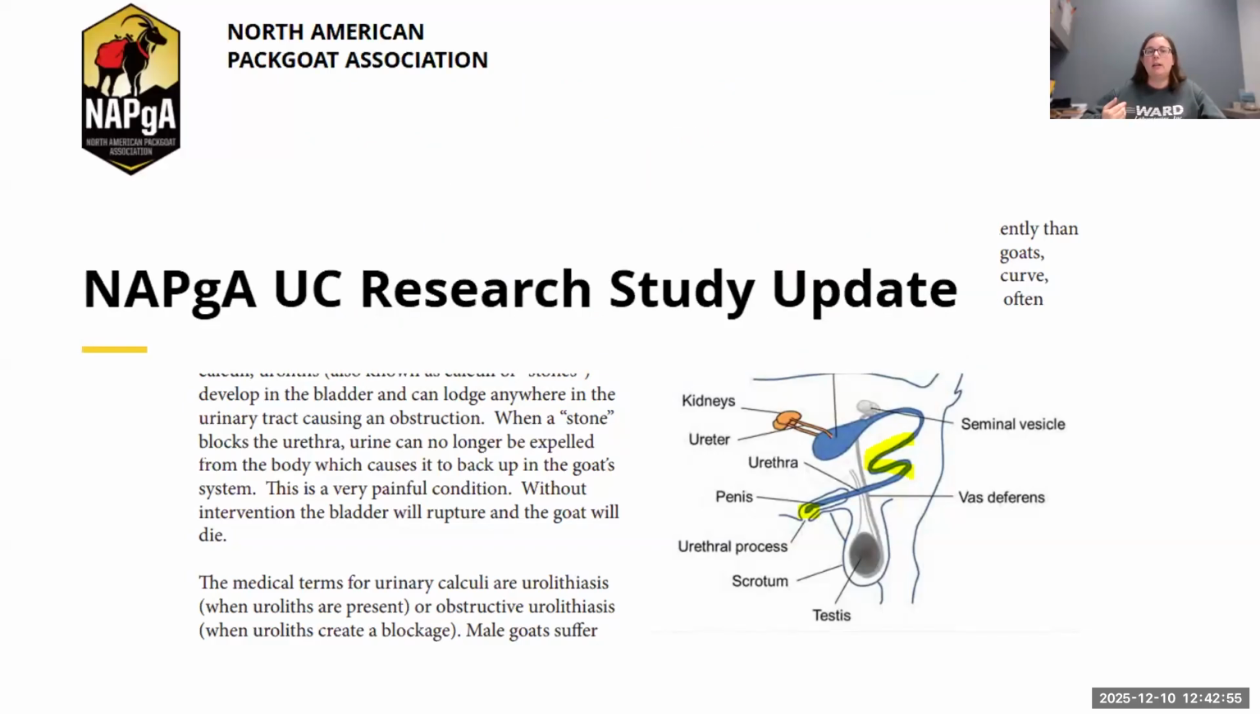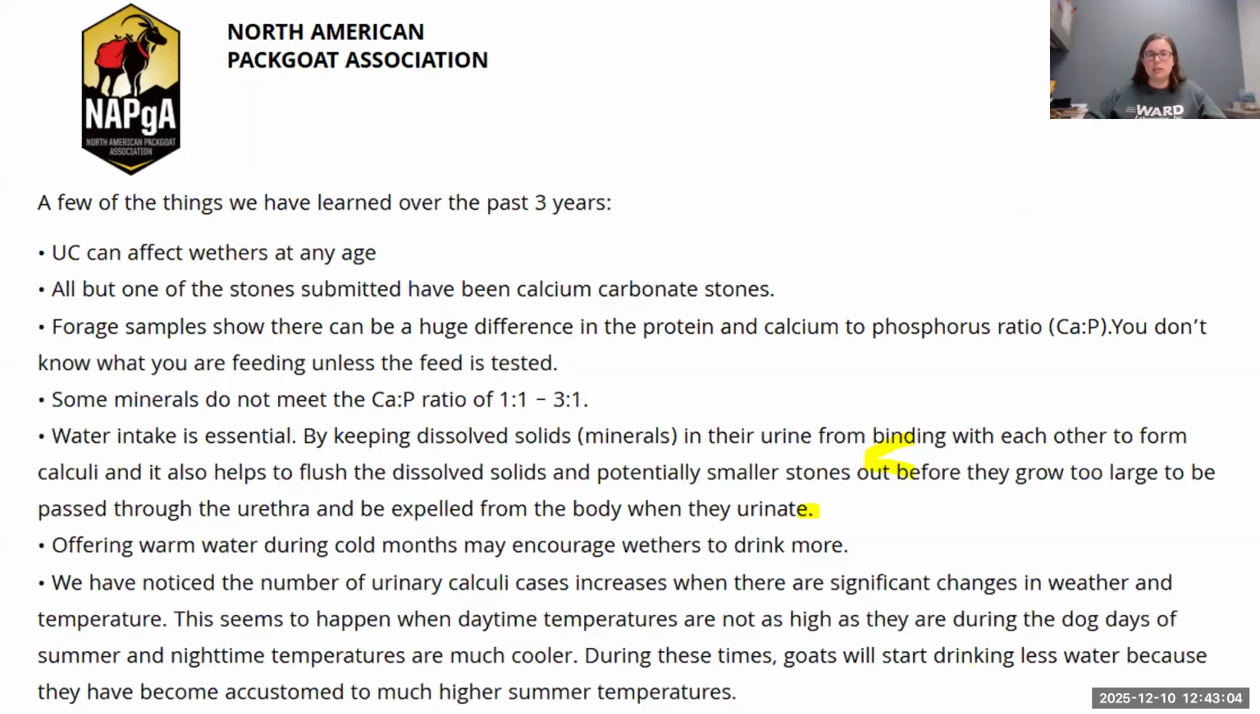So they've been working on this urinary calculi research project. They've been having their producers send us their water samples as well as their forage samples for 3 years. So here are just some of the main takeaways from what they learned over the past 3 years. Most of the stones were calcium carbonate stones. So when we go through the water analysis, that means we definitely want to make sure that our goats and our sheep do not have hard water. And we need to make sure of that.